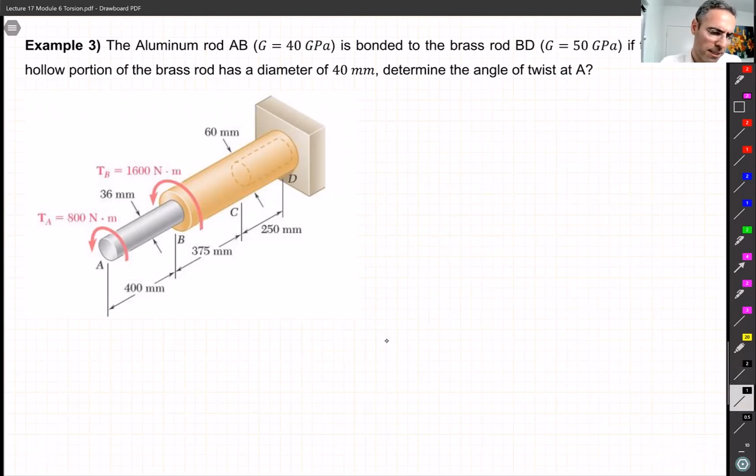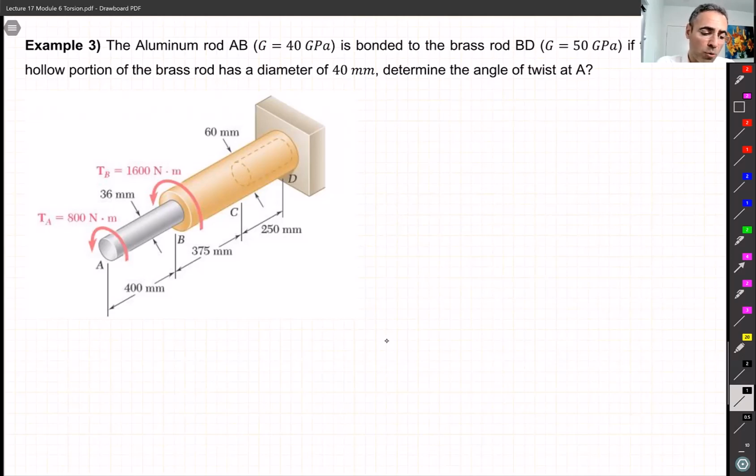So it seems that we have a shaft made out of two materials. One portion is aluminum and another portion is brass. Right? From A to B is aluminum, and then from B to D is brass. So that's about the material. Also, if you notice, from C to D, the shaft is hollow. So the brass portion from B to C is solid, then from C to D is hollow, right?